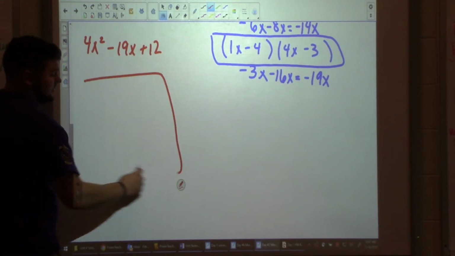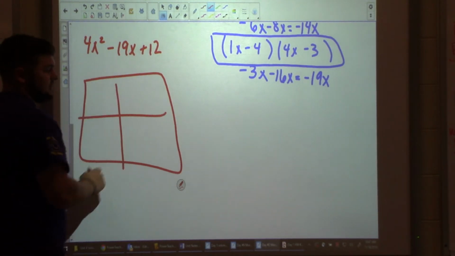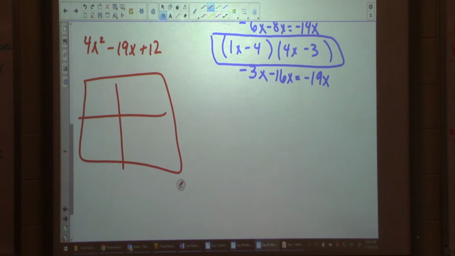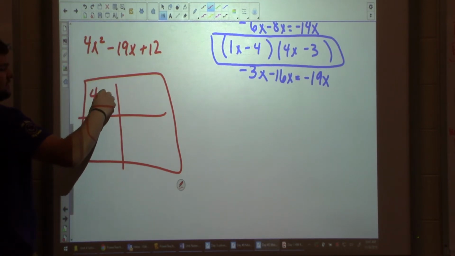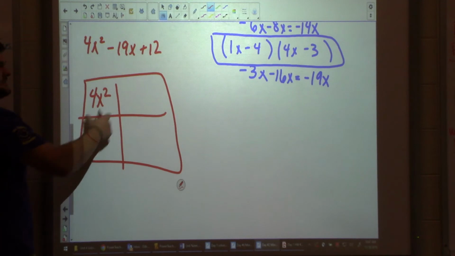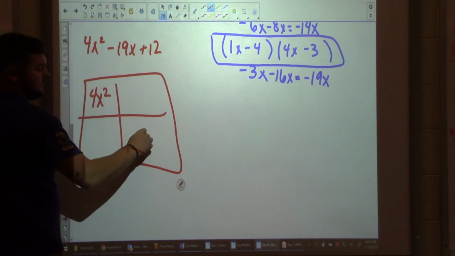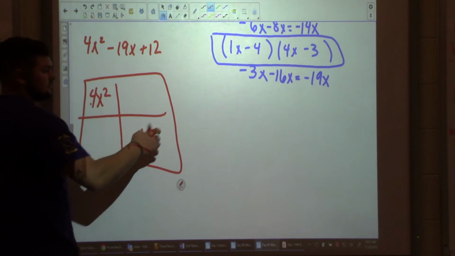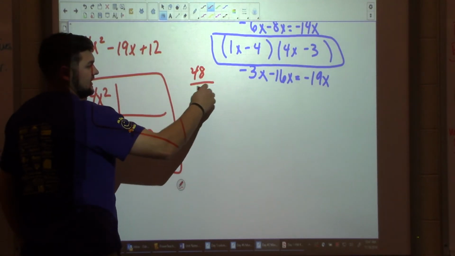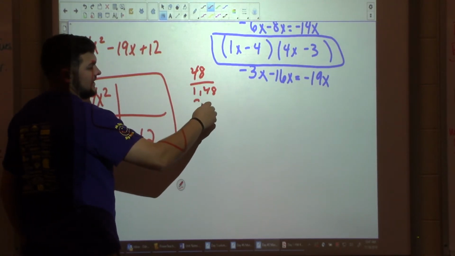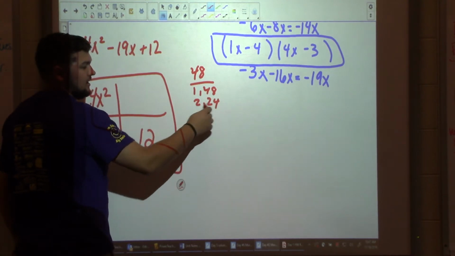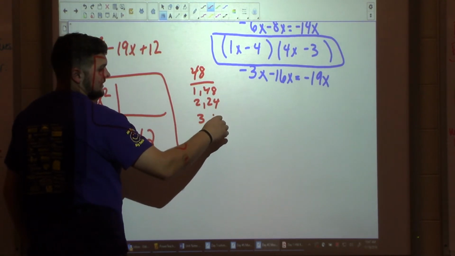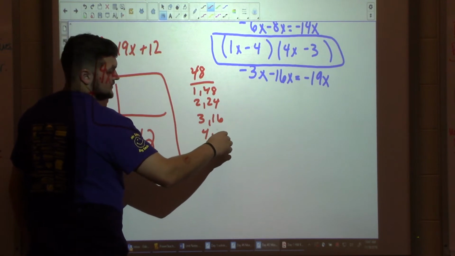What's going to happen here is I'm going to make my box. I have 4 pieces in my box. My first term, 4x squared, goes on the top left. My final term, 12, goes in the bottom right. What I'm going to do, 4 times 12, I get 48. And I'm going to list all the factors of 48 that I can think of. 1 and 48, 2 and 24, 3 and 16, 4 and 12, 6 and 8.